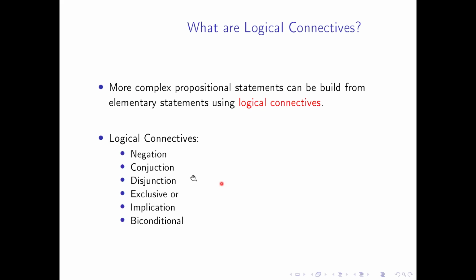Our logical connectives are going to be this grouping right here. We're going to talk about negation, conjunction, disjunction, exclusive or, implication, and biconditional. The latter two, implication and biconditional, will actually be in section 2.2. We are not going to get into those during this video. We're going to get into the first four. Exclusive or is not one we're going to spend a lot of time on, but it does exist out there and I want to mention it.